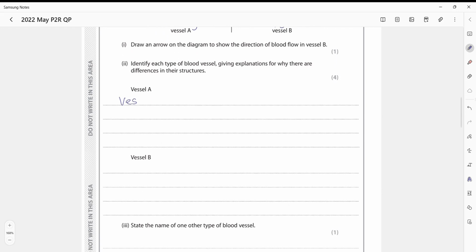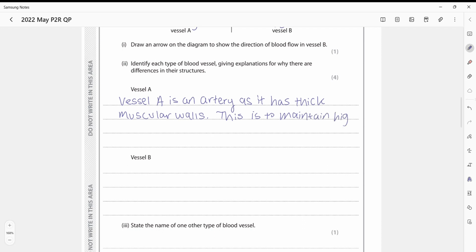So vessel A is an artery as it has thick muscular walls. This is to maintain high blood pressure as blood gets pumped from the heart.